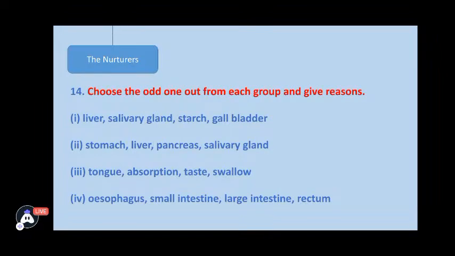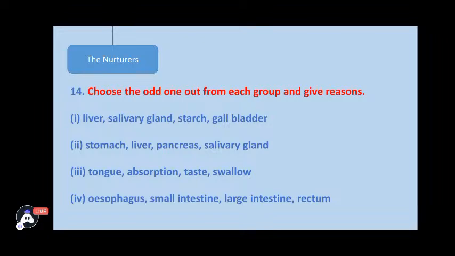Now this is again an interesting question for you all. You need to choose the odd one out in the different parts. Odd one out means the one which is not serving the same function or not having the same role. So the first part says liver, salivary gland, starch and gallbladder. Which is the odd one out among them? Which is different, not serving the same role?